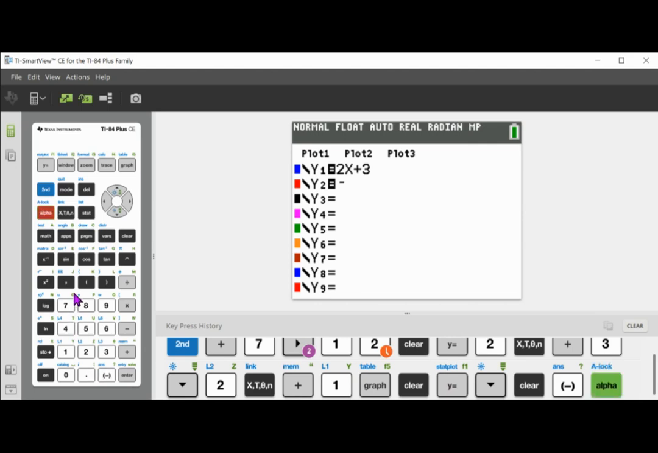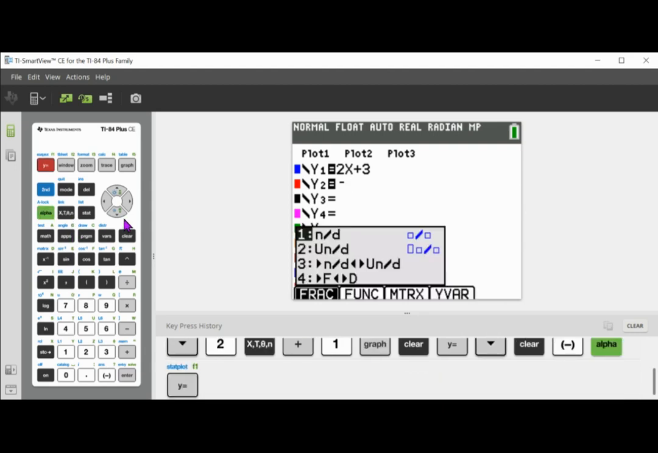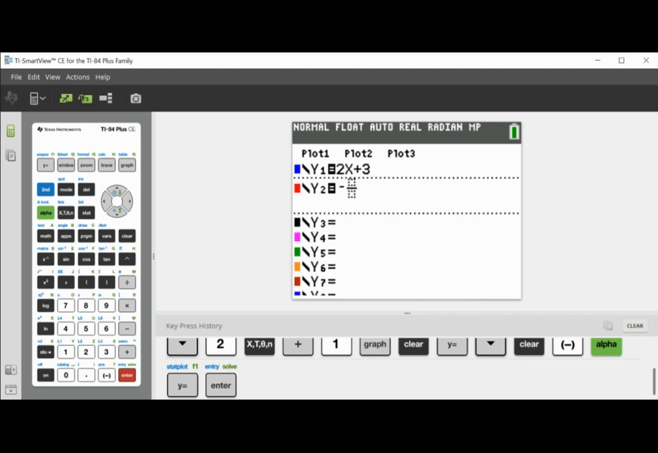In order to make a fraction, I'm going to hit alpha, which is the green button in the upper left corner, alpha, and then y equals. And that gives me a pop-up to make a fraction. And I just want option 1, so I'm just going to hit enter. So alpha y equals enter to make a fraction.